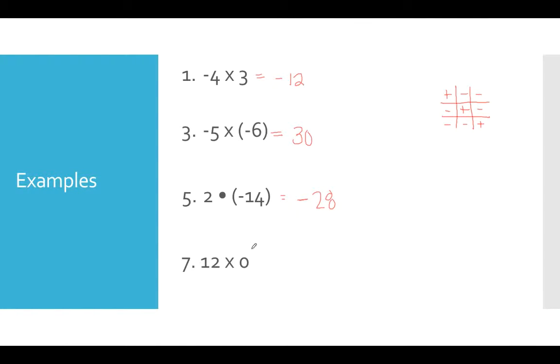Lastly, we have 12 times 0. Now on this one, I don't have to think anything about it because we talked about the multiplication property of 0, which says a number times 0 is always going to be 0.